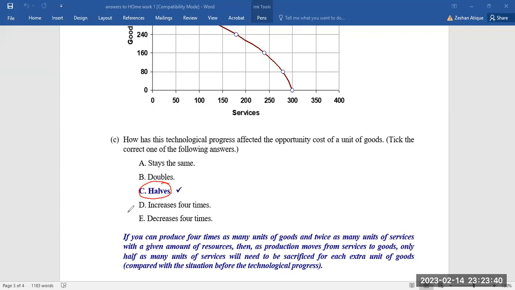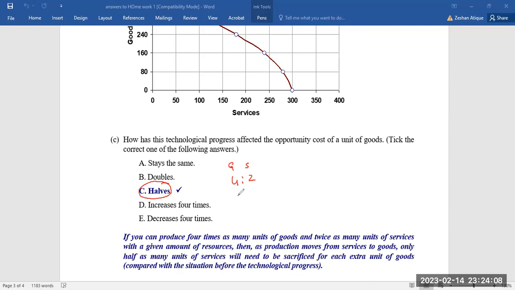Say, for example, only half as many units of services will need to be sacrificed for each extra unit of goods, because the new ratio is basically 4:2. So if you want to produce, say, 1 unit of goods, here it is goods and here it is services.